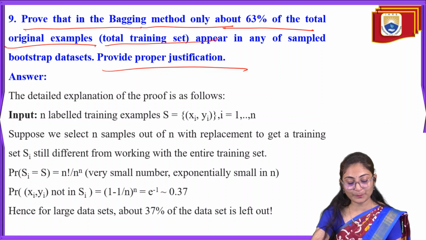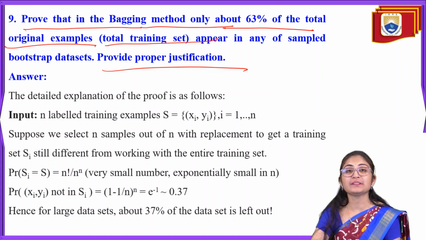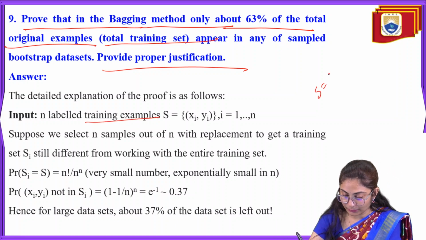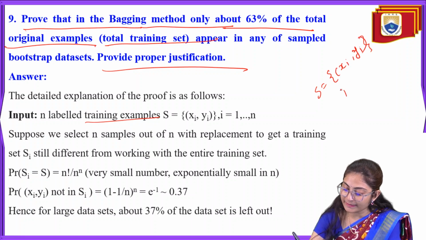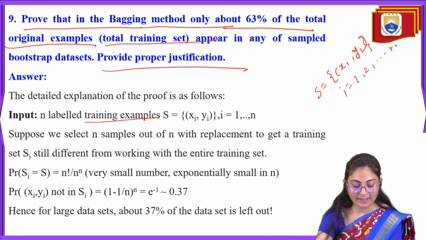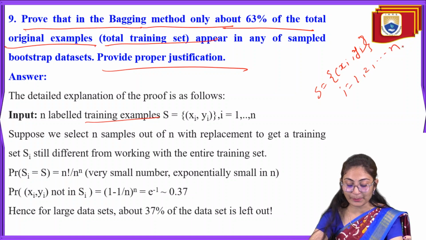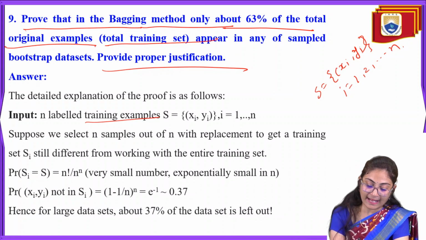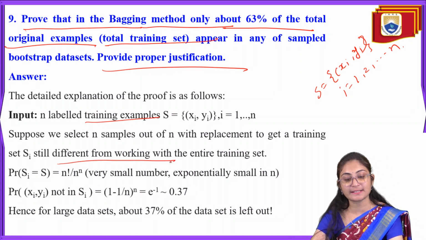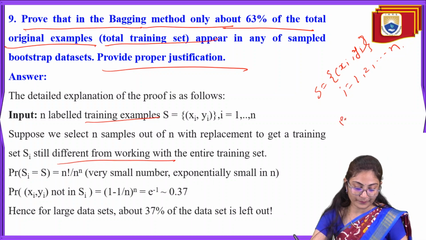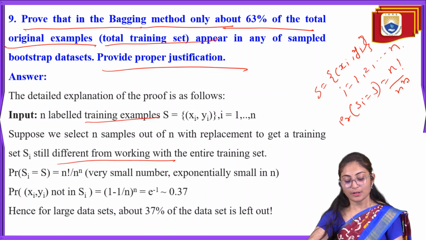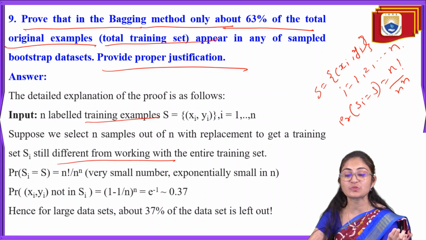First, we have to explain the input and label training examples like S. So S is equal to (xi, yi), where i is equal to 1, 2, 3 up to n. Now we have to select n samples out of the n with replacement to get a training set Si, which is still different from working with the entire training set. So now the probability of Si being equal to S is n factorial divided by n to the power n, a very small number, that means exponentially small in n.